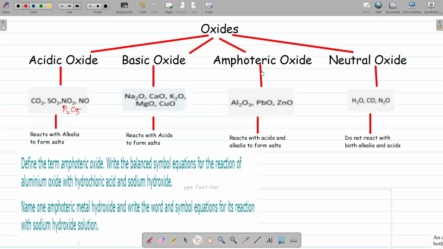So what are amphoteric oxides? They are oxides, some of them metals, some of them metalloids. They react with both acids and alkalis. They neutralize both acids and alkalis to form salts and water. And a neutral oxide is hydrogen oxide, which is our lovely water. And there are some exceptions like carbon monoxide and nitrous oxide. These neutral oxides do not react with either alkalis or acids.